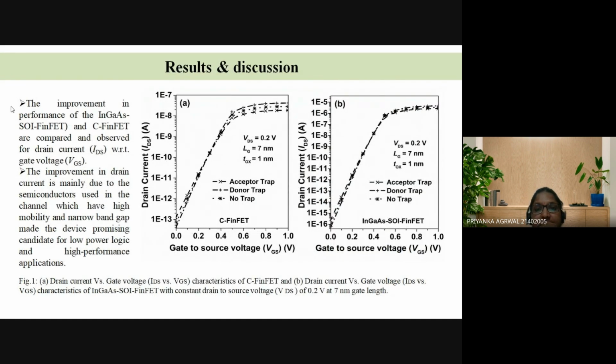Here is the results and discussion section. In this, we can see the graph between drain current and gate to source voltage. For the conventional FinFET, it is showing a diverging manner, and in the indium gallium arsenide SOI FinFET, we can see it converges. It shows the improvement. Our device shows the drain current improvement.